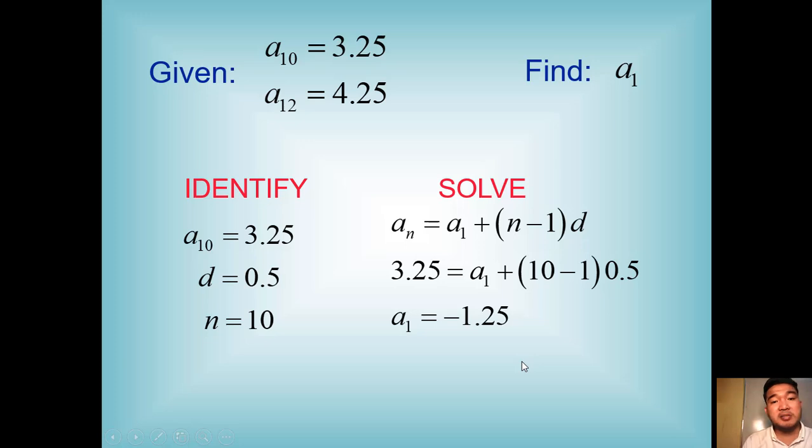There are actually problems like this that you cannot solve directly to what is asked in the problem. Sometimes you just really have to solve first the values that you needed for you to be able to solve what is really asked. So in this case, the question is to solve for a sub 1, but before you can solve for a sub 1, you have to find first the common difference for you to complete the given values in solving for a sub 1. So a sub 1 is equal to negative 1.25.